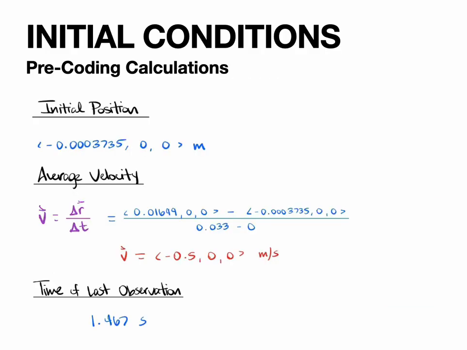For initial conditions, some pre-coding calculations were needed: the initial position, the average velocity, and the time of the last observation. The initial position was found by looking at the first point on the tracker data. The average velocity was found by taking the change in position between the first 2 points over the change in time between the first 2 points. And the time of last observation was just found by looking at the data.